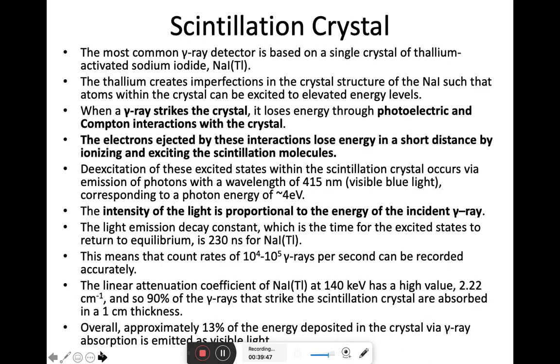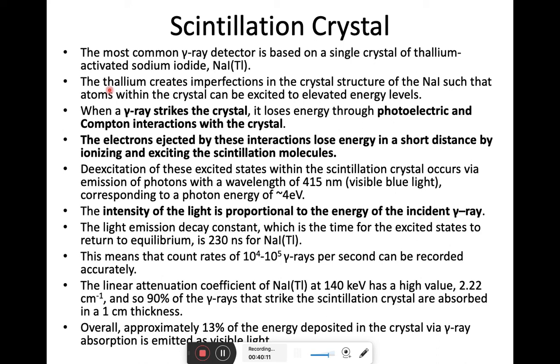So now we go to the scintillation crystal. The most common gamma ray detector is based on the single crystal of thallium-activated sodium iodide, or in short, NaI(Tl). Okay, so this is basically the type of the crystal name.